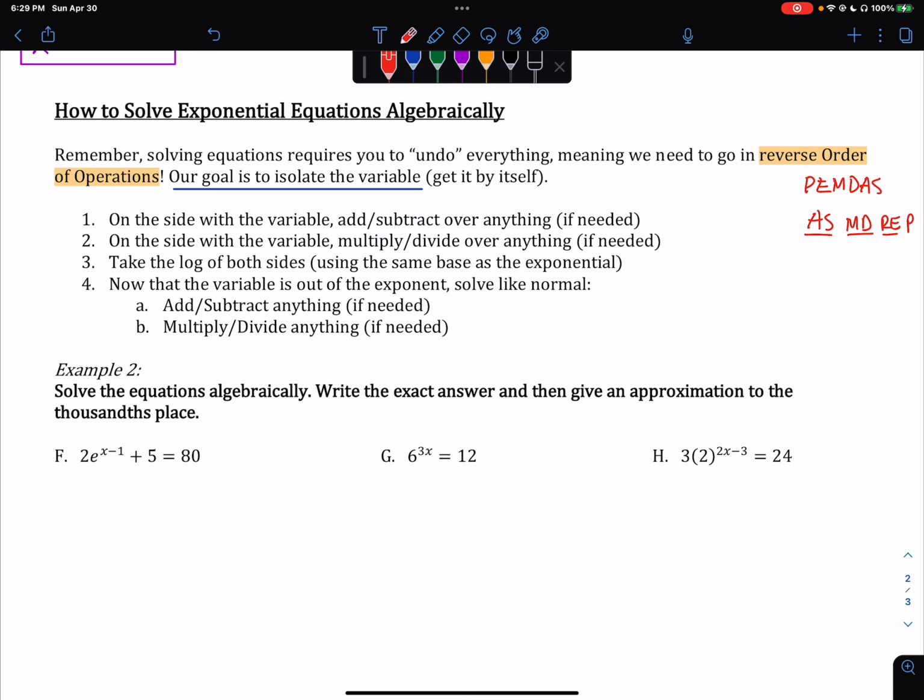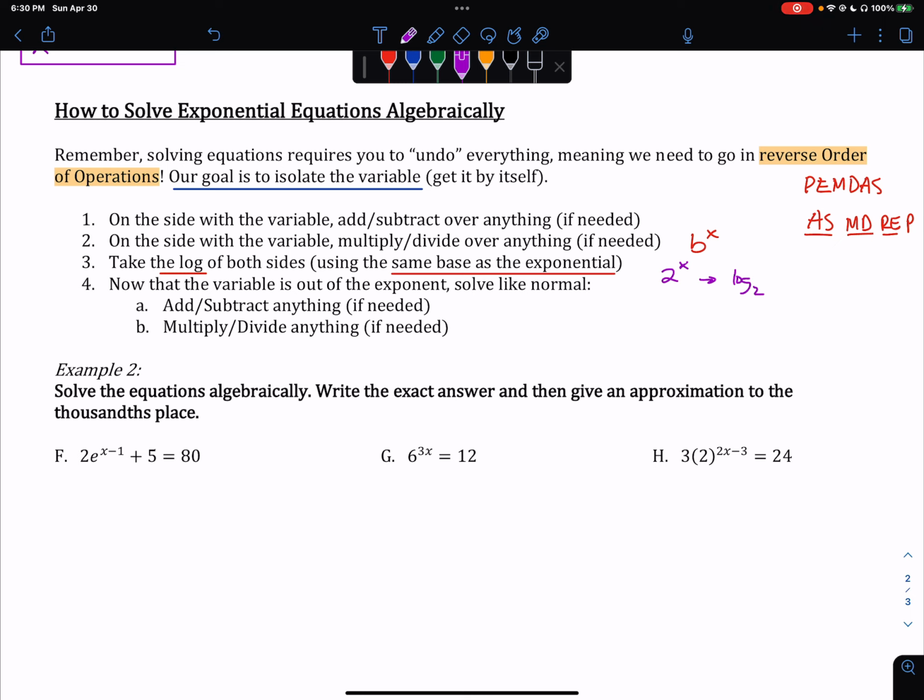And now from there, now that we should have the exponential part, my base to the power of x, whatever, to get rid of that, the inverse of an exponential is the log. Okay, so the inverse of a log is exponential. The inverse of exponential is log. So we're going to take the log of both sides. And again, the log base has to be the same as the exponential. So for example, if my exponential is base 2, then I'm going to want to take log base 2.